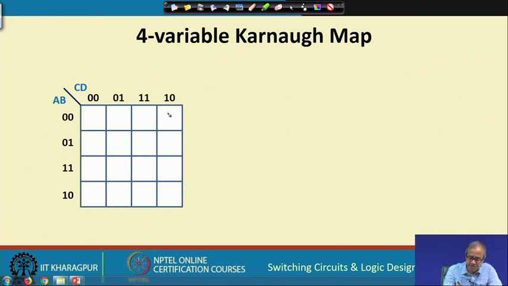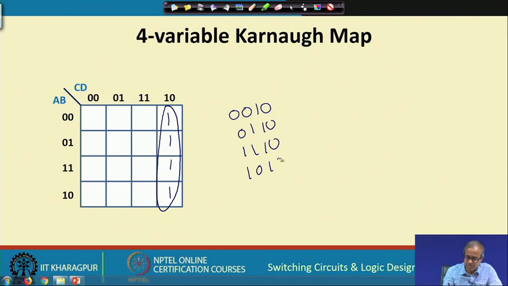Similar is the case if you take a cube vertically like this. They will correspond to 0 0 1 0, 0 1 1 0, 1 1 1 0, 1 0 1 0. So, again this 1 0 is common, the first two are changing, they will cancel out. So, C and D will remain, it will be C D bar, 1 0.